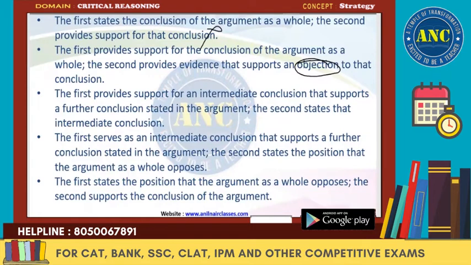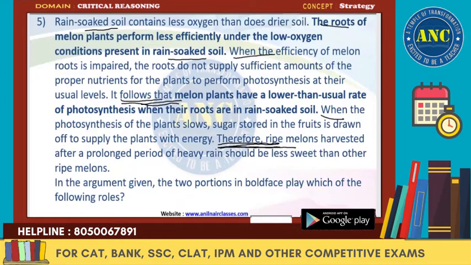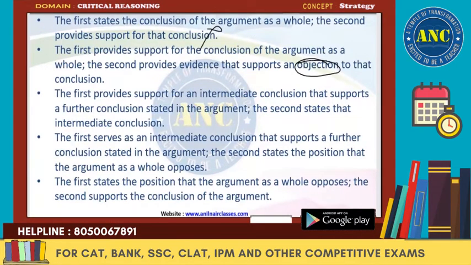Why? Because we have two statements here, right? One's the main conclusion, this one, and the first statement is your sub-conclusion. Option D. The first serves as an intermediate conclusion that supports a further conclusion stated in the argument. The second states the position that the argument as a whole opposes. Again, they've used the word opposes, but the second one does not oppose, right? Hence, it's wrong.